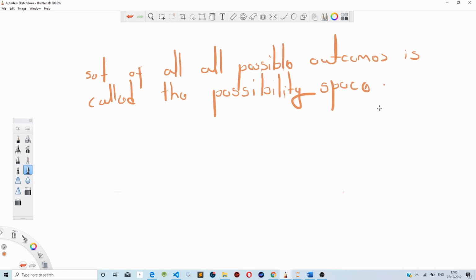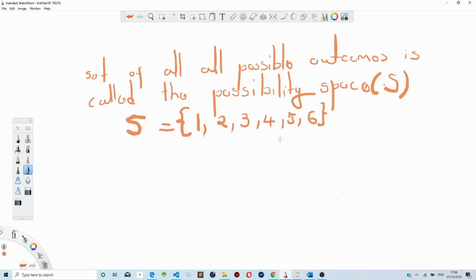So this is the set of all possible outcomes. In this case, if we throw a die, we have 6 possible outcomes. So the possibility space, which we represent by capital letter S, is the set of all possible outcomes. In this case, this is the possibility space: 1, 2, 3, 4, 5, and then 6. Since these are all the possible outcomes.